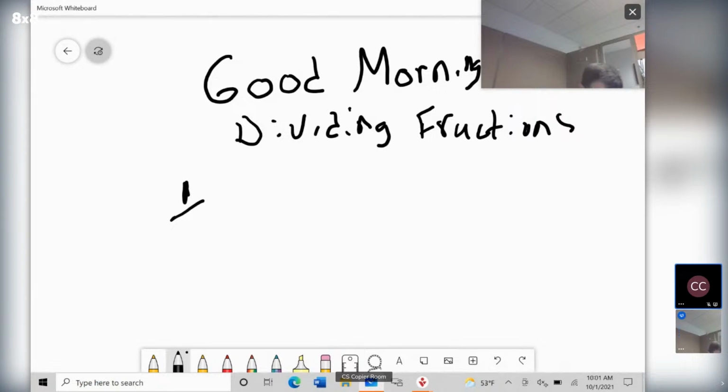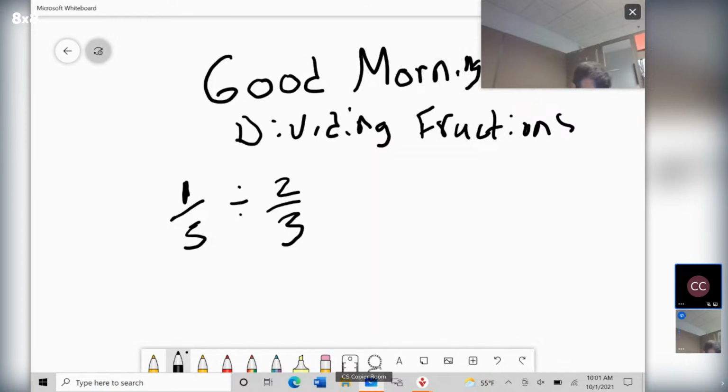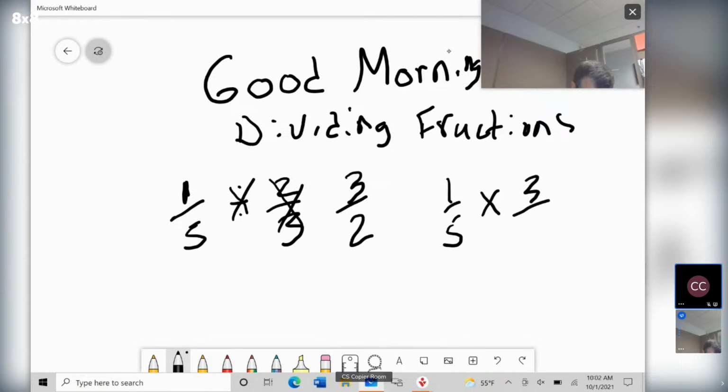So if we have 1/5 divided by 2/3. What we're going to do with the second fraction is called inverting, and all that means is flipping it over. So all we're going to do for this one is put the 3 on top and the 2 on the bottom, and then we turn that into a multiplication problem. So it's going to be 1/5 times 3/2, and then you just do the straight multiplication problem. The 1 times a 3 is a 3, and 5 times 2 is 10.